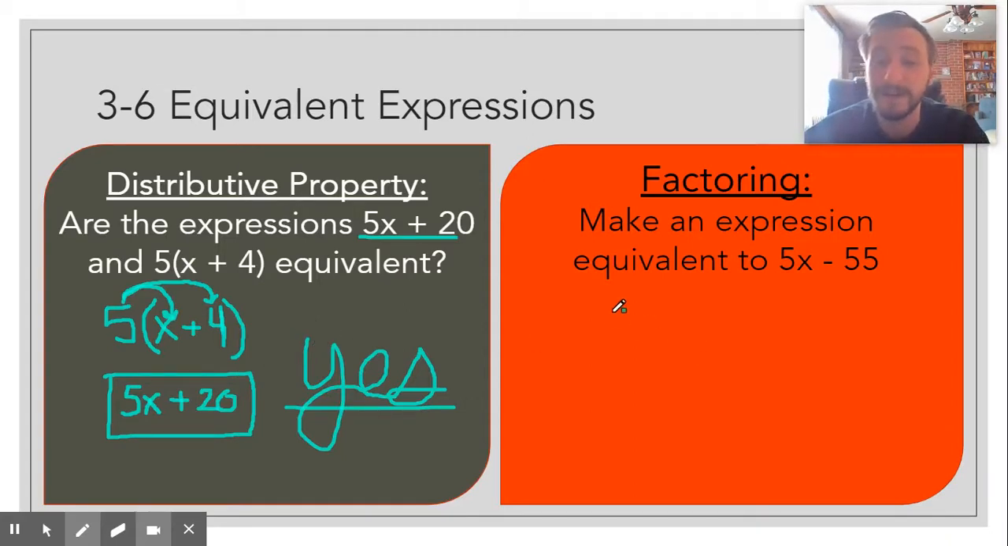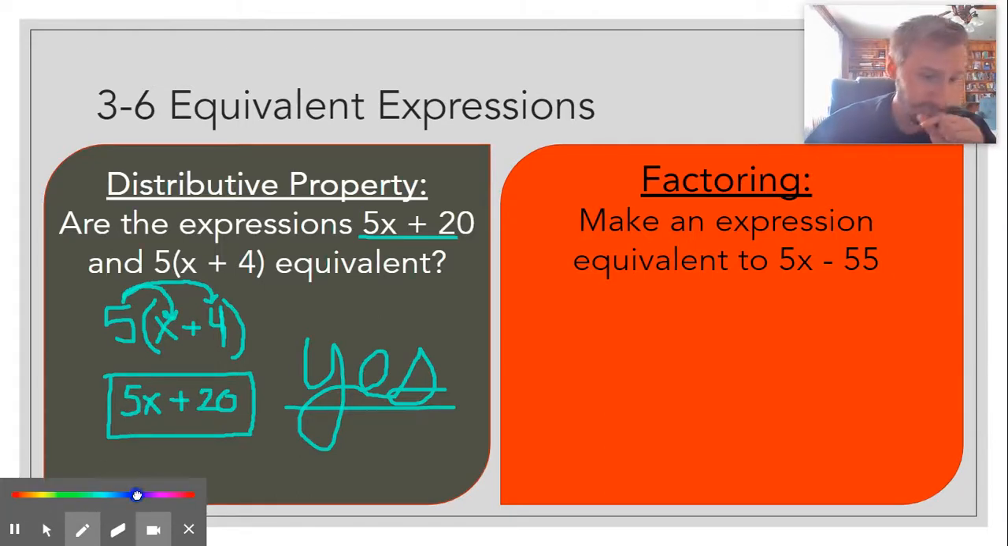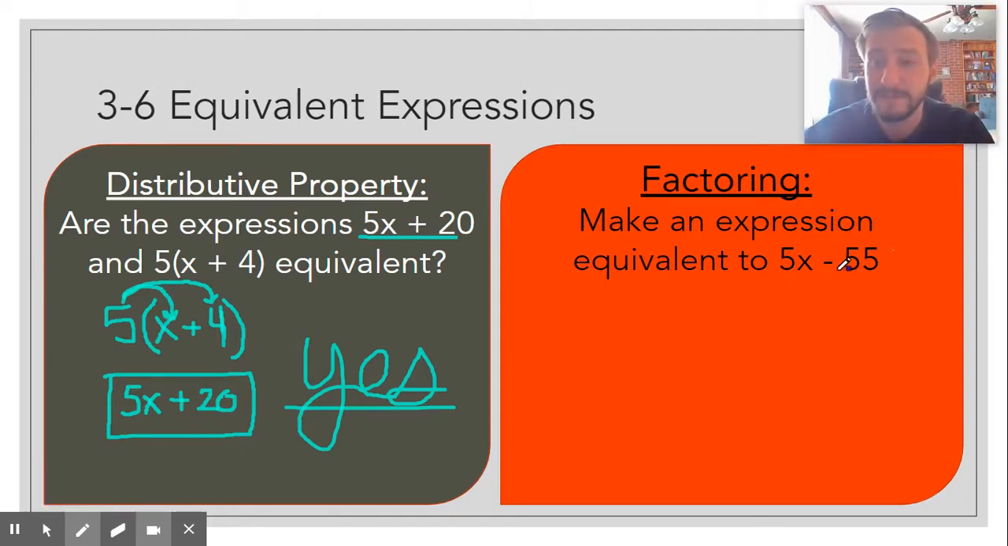Now looking over here, we can do the opposite of the distributive property. If we used multiplication here for the distributive property, in order to get this expression, what's the opposite of multiplication? Division. So that means that we can use division on this expression to work backwards to find an equivalent expression. It says make an expression equivalent to 5x minus 55. So what we want to do is use division to work backwards to make an equivalent expression.